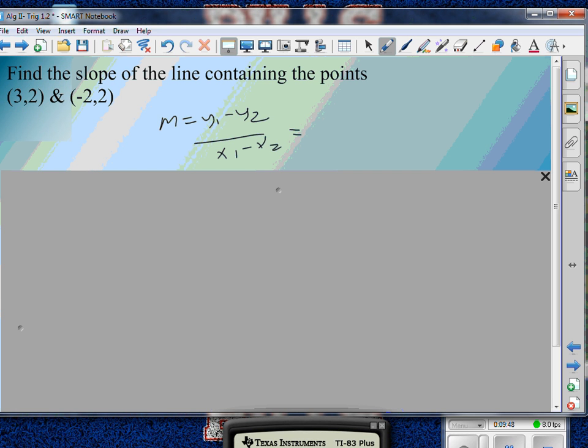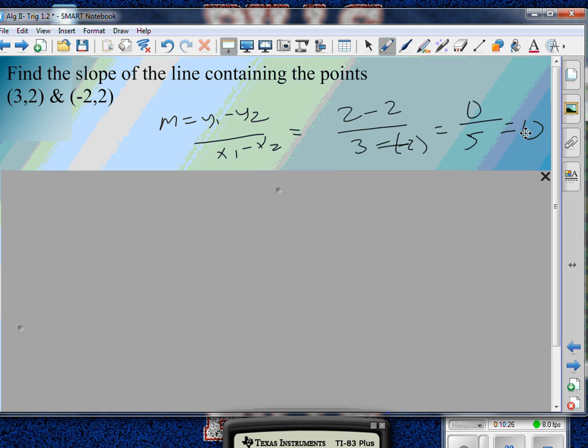What's one of my first x values or y values? 2. What's the other one? 2. What about the first one? First x is 3 minus -2. 2 minus 2 is 0. Negative negative makes a positive. 3 plus 2 is 5. What's 0 divided by 5? 0. What can you tell me about this problem?